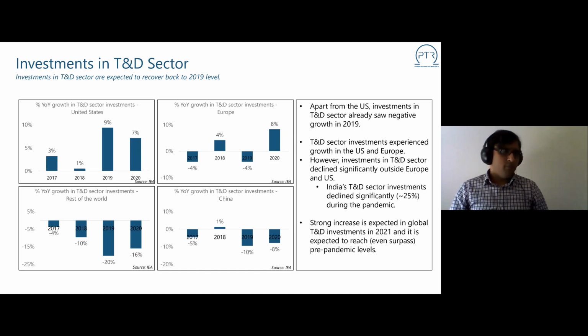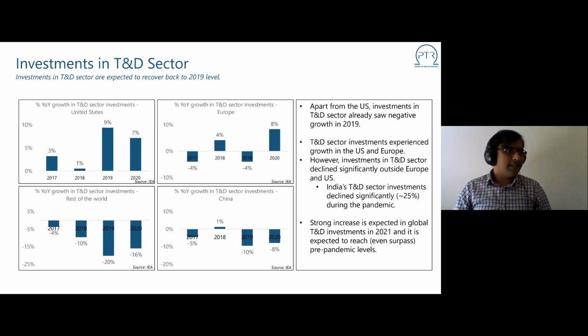For Europe, we already saw that some of the major T&D companies, the TSOs and DSOs, had to delay their plans in 2019. So hence we see a 4% decline in the T&D investments. Whereas in 2020, an 8% increase in the overall T&D investments was seen, and part of it did come from the renewable sector, since that does impact the overall spend in the T&D industry.